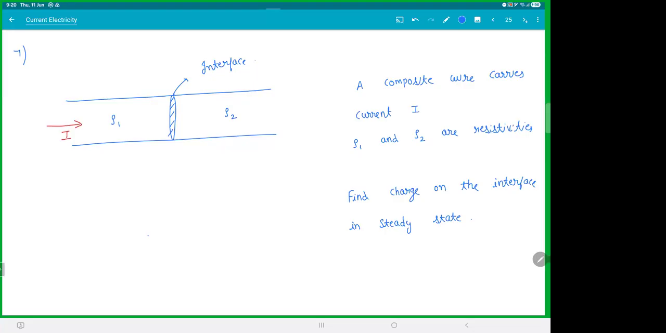How do we do this? This is a question where it is a little difficult to figure out, but easy to solve.